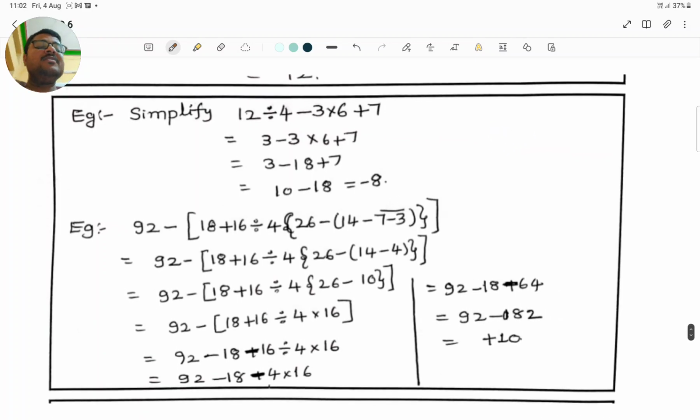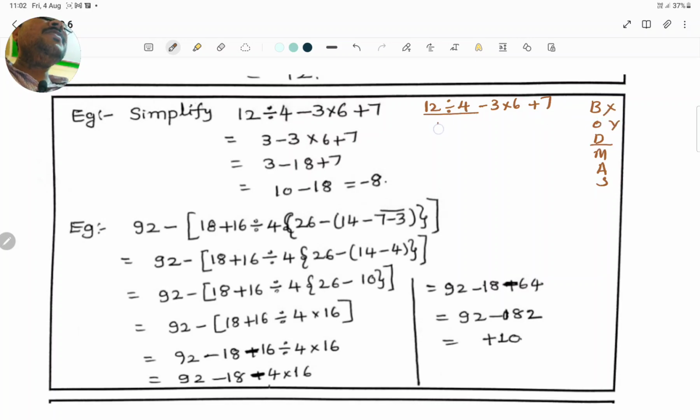One more problem is there. See here, 12 divided by 4 minus 3 into 6 plus 7. First of all, as per BODMAS, no brackets, no of, division is there. That's why I am writing 12 by 4 first, minus 3 into 6 plus 7.